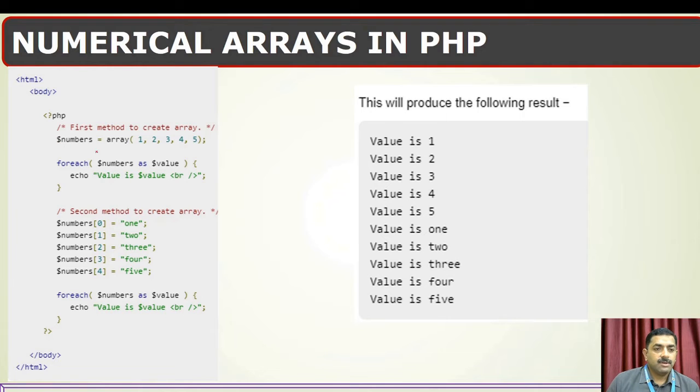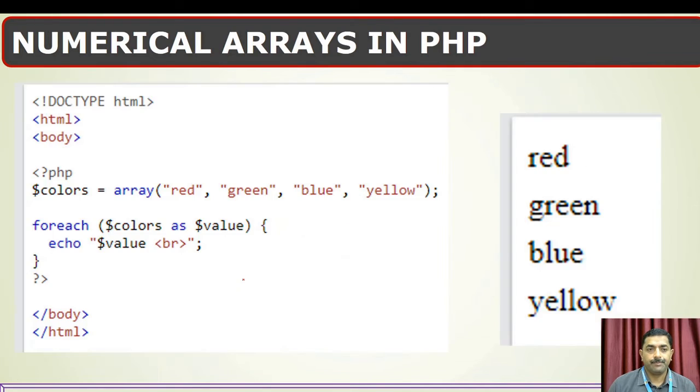So we have seen two examples. First, automatically assigning the index for the array 1, 2, 3, 4, and printing using a foreach loop. In the foreach loop, numbers as value, this value will be printed here. In the same way, numbers of 0 equal to 1, numbers of 1 equal to 2, like that I am manually assigning. That also I am printing. So this will be printed like this.